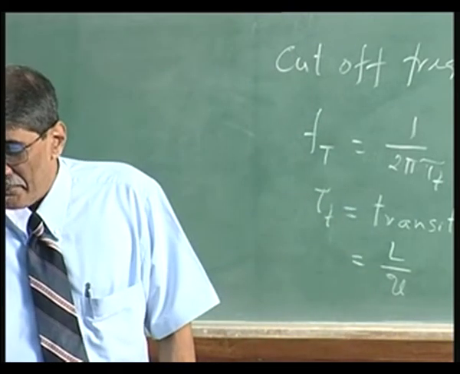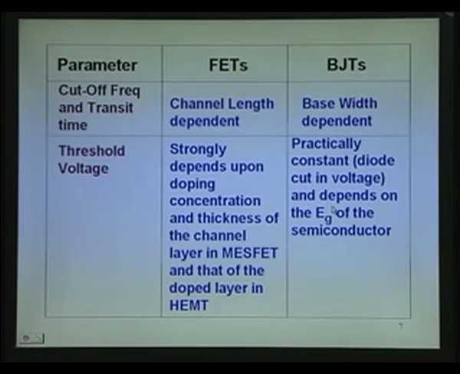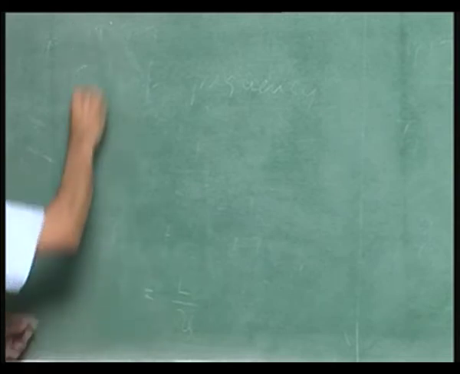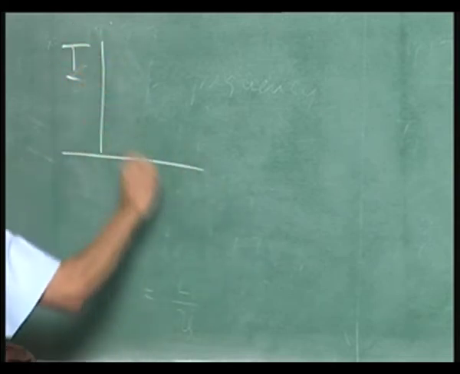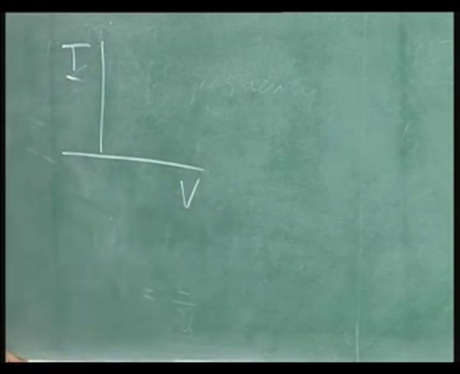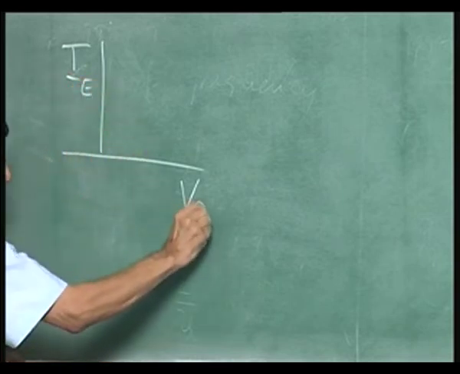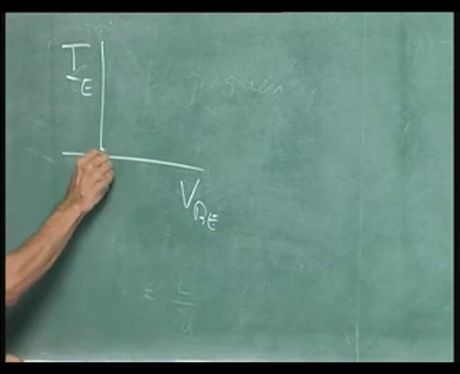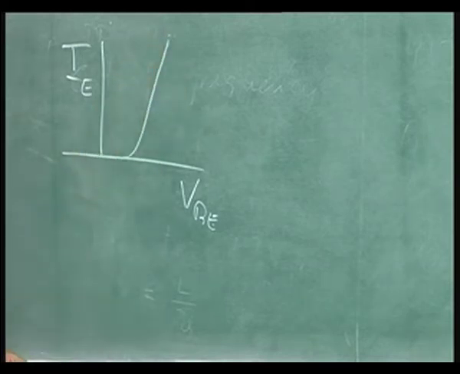What about bipolar? Where do you have threshold voltage in case of bipolar transistor? People normally do not talk of threshold voltage in a bipolar transistor. So, in the case of BJT, if you take the IV characteristics of a diode, emitter base junction, IE versus VBE, it is like that, exponential. What is the threshold voltage here?